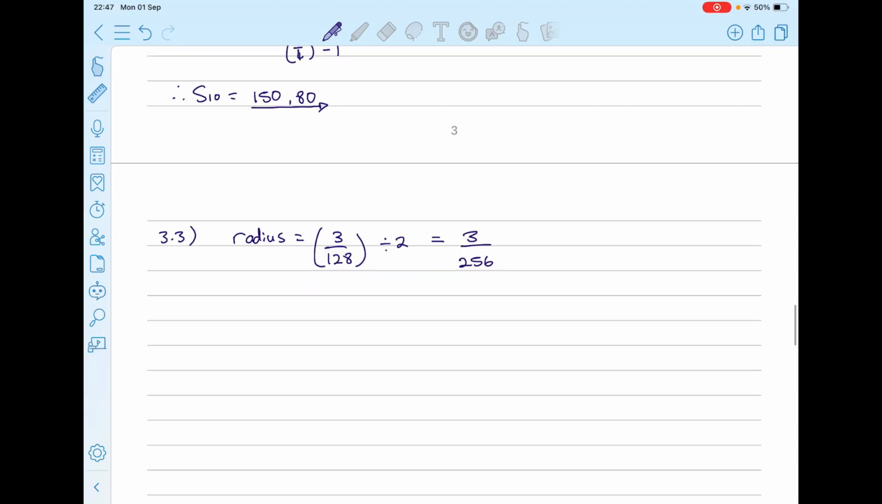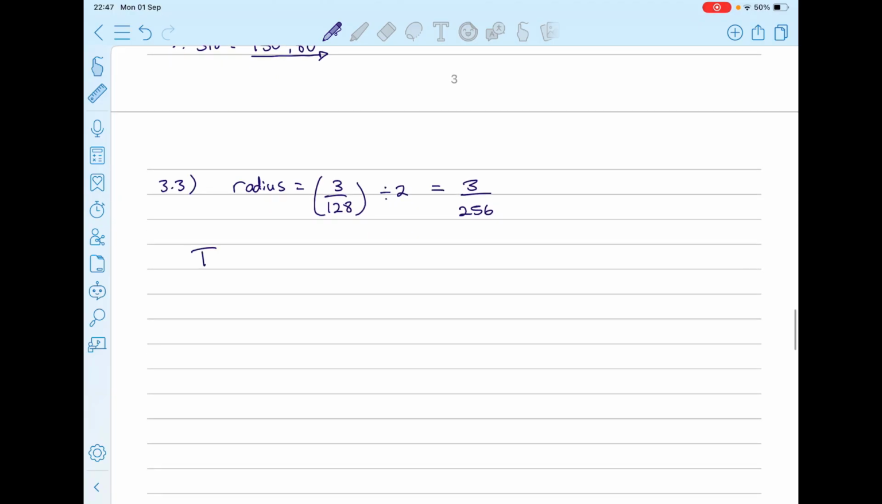Okay, so Tn is equal to A r to the power of n minus 1. That is the general term for geometric sequences. So what we are looking for in this question is the value of n, because that is what we don't have. A, we do have, it's 6, and then we can determine r.